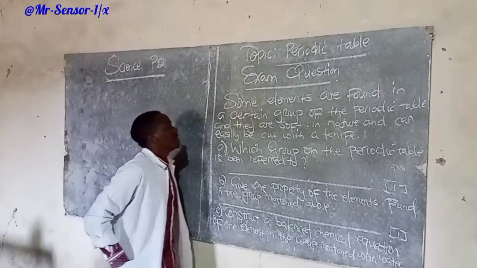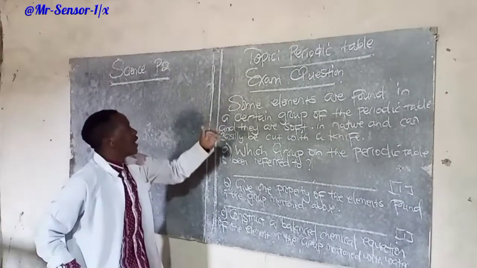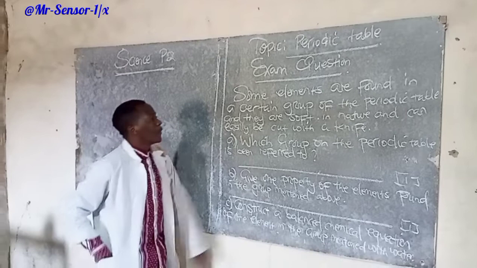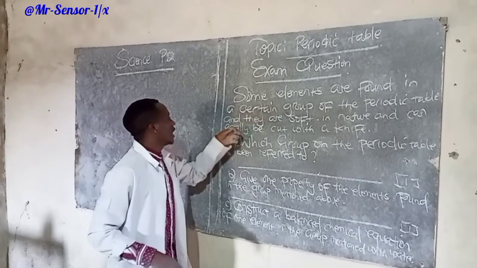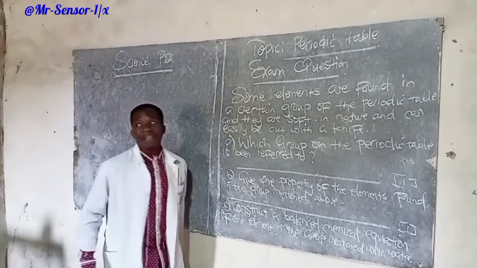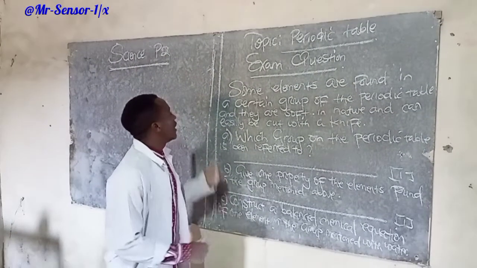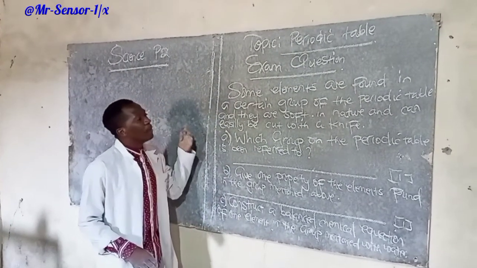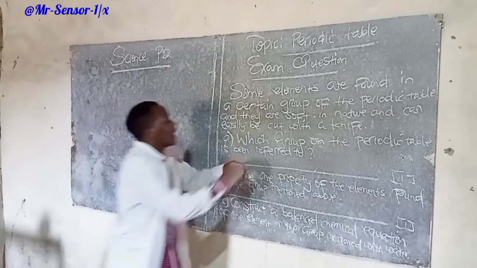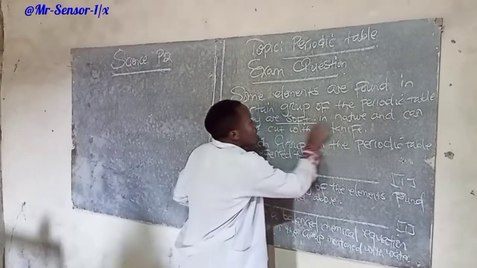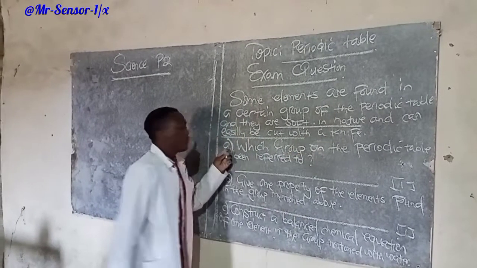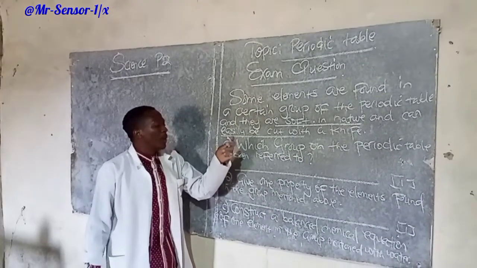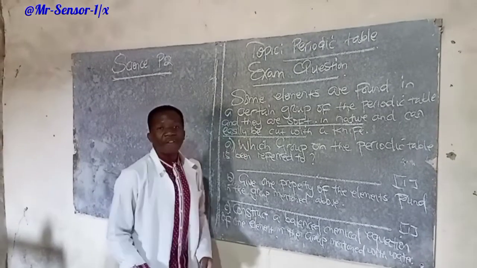Here is a statement. Some elements are found in a certain group of the periodic table and they are soft in nature and can easily be cut with a knife. Some elements are found in a certain group of the periodic table and they are, the first important thing, soft in nature and can easily be cut with a knife. Then we have A. Which group on the periodic table is being referred to?